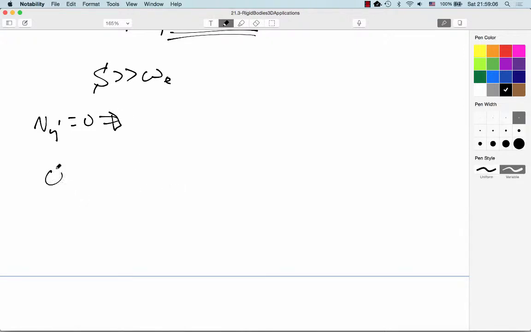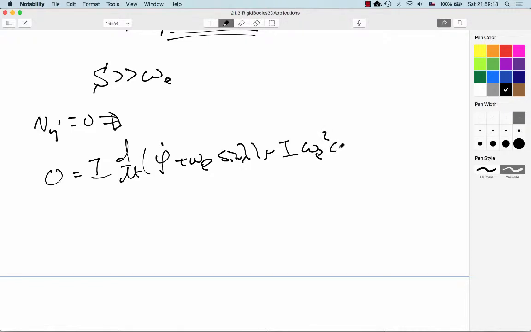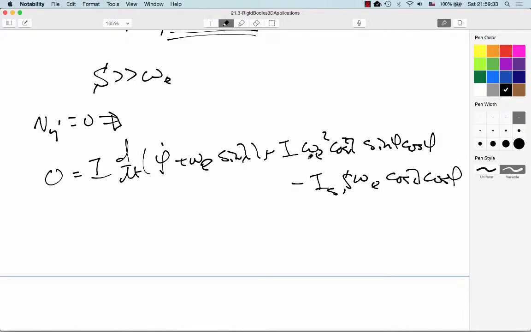0 is equal to I d/dt of phi dot plus omega E sine lambda plus I omega E squared cos squared lambda sine phi cos phi minus I_s s omega E cos lambda cos phi. Now here's the deal, at least this term right here with the omega E squared, since omega E is so much smaller than s to begin with, an omega E squared term is going to be virtually 0. So we're just going to wish it away.